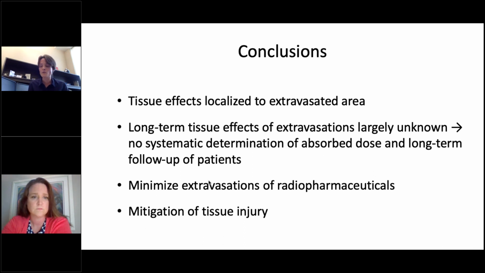And then lastly, what we in the field of radiation biology are also working on are treatments that we may use to mitigate tissue injury after somebody has been exposed to radiation, either due to an extravasation or due to, for instance, external radiation exposure in cancer therapy. And so with that, Mary, I would like to finish, and I really look forward to our discussion later on.